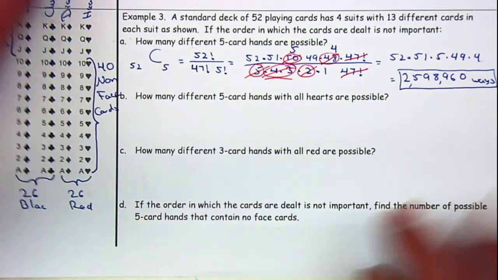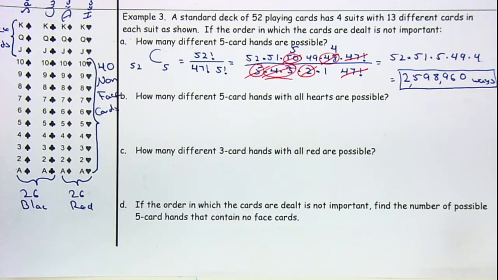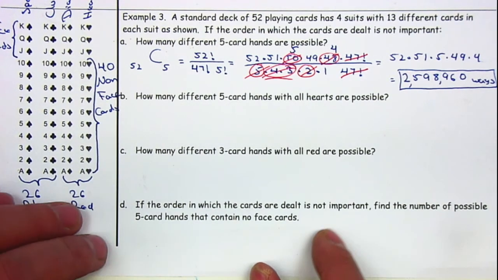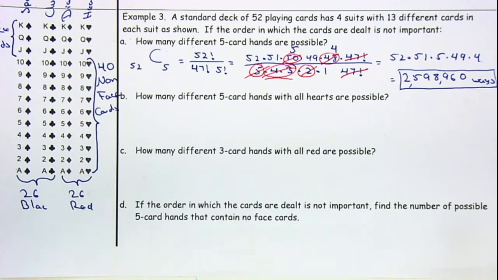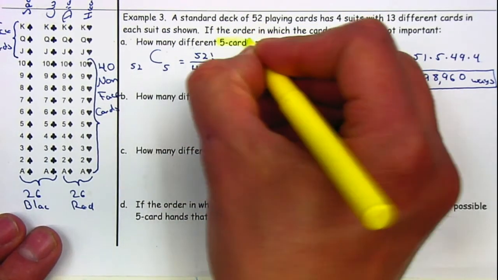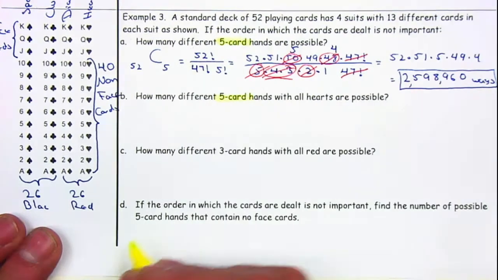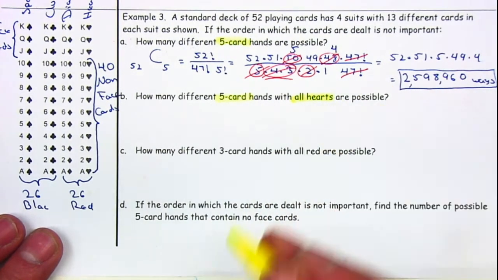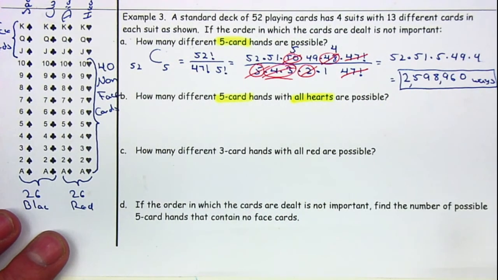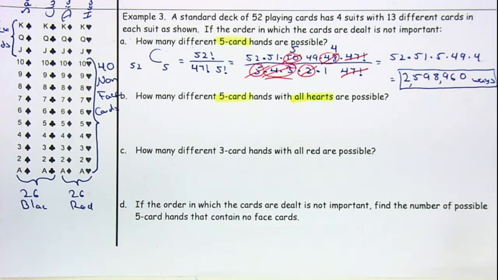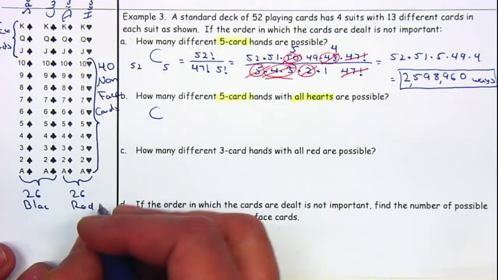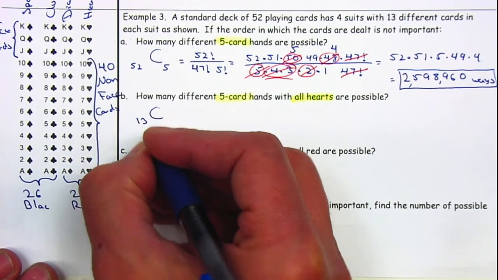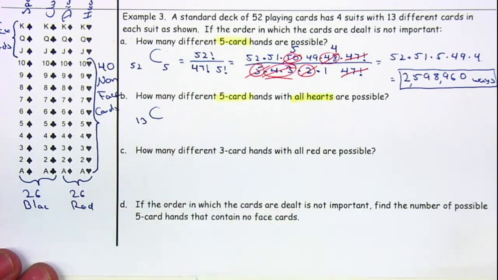Now let's continue with example B. How many different 5-card hands with all hearts are possible? So in this case, we're also looking for 5 cards, but we want them to be all hearts. So let's not think about all 52 cards. The only ones that we are looking for are hearts. So how many different hearts do I have available? 13. How many am I going to select at a time?